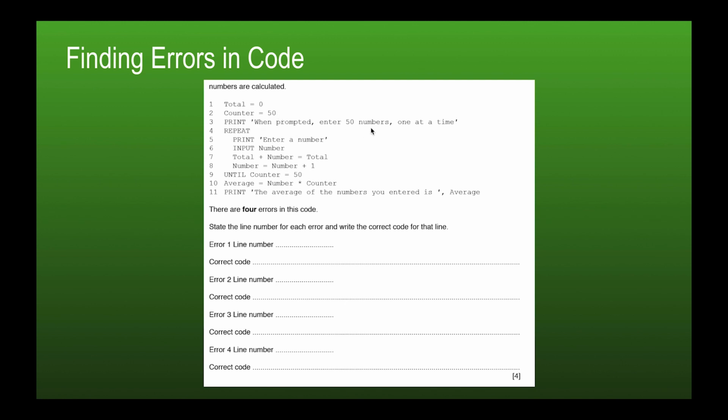I'm going to watch how the algorithm goes through, but that's unusual because it says here that this is going to be to enter 50 numbers one at a time. That would mean my counter would have to be going backwards if it's at 50.